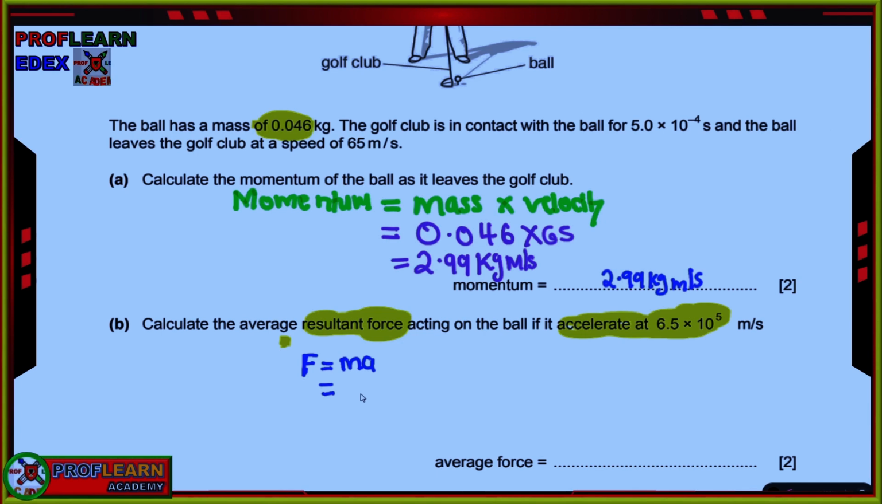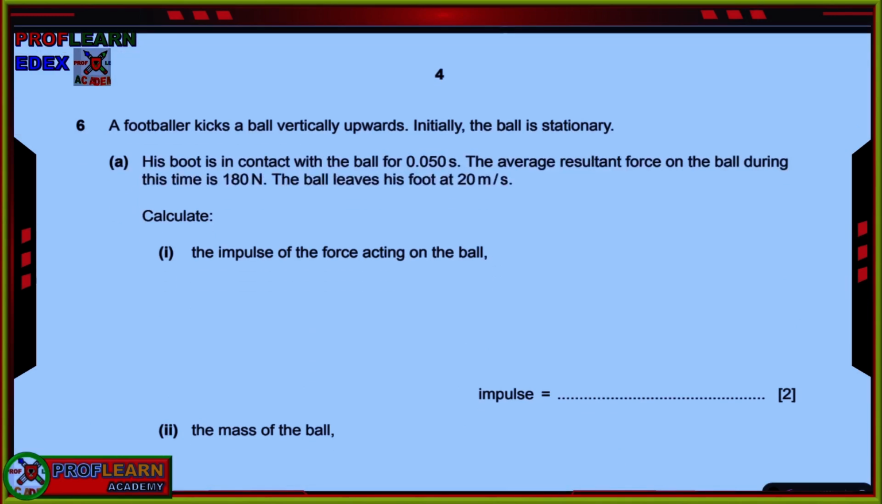Now, because we have the mass of 0.046 times the acceleration, 6.5 times 10 to the power 5, and this becomes what? This becomes a force of 29,900 newtons as the average resultant force. So you will find that questions will require you to use the formula force equals ma, which is Newton's second law, and also the other concept I mentioned at the beginning of the video.